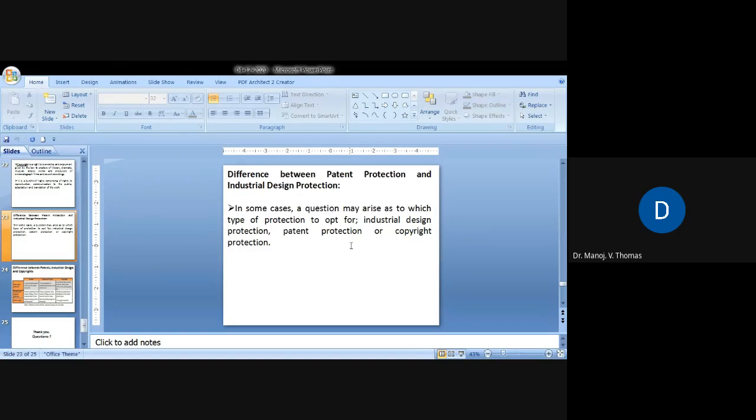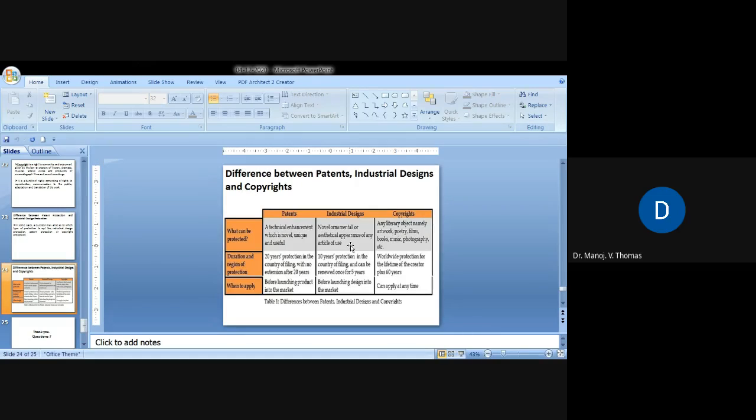Difference between patent protection and industrial design protection. In some cases, a question may arise as to which type of protection to opt for, industrial design protection or patent protection or copyright protection. Industrial design we have seen in detail, patent we have mentioned, copyright also we have seen in a little bit of detail. So we will see the difference between patents, industrial designs and copyrights. So what is the difference?